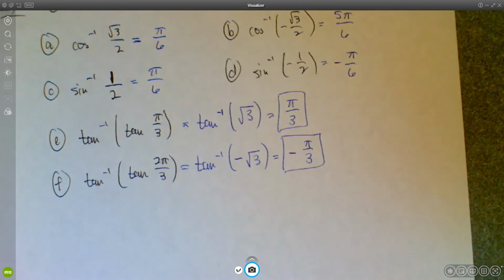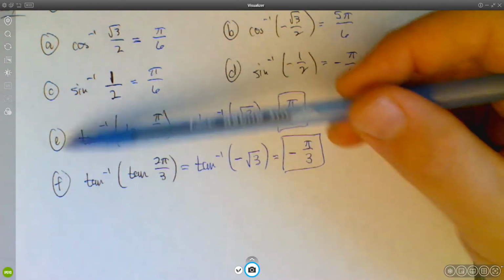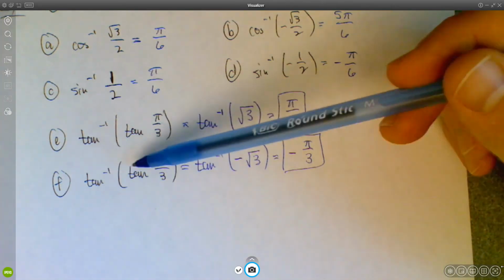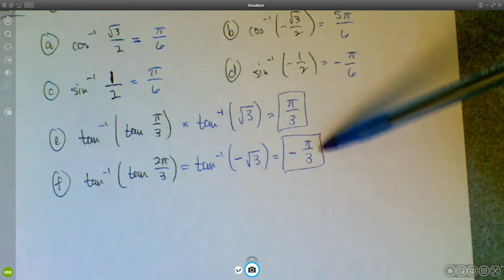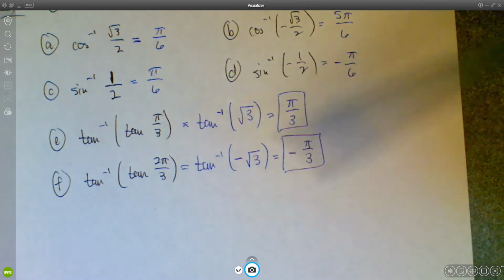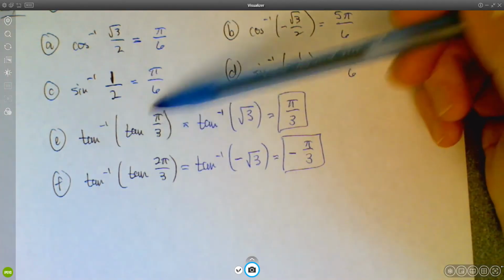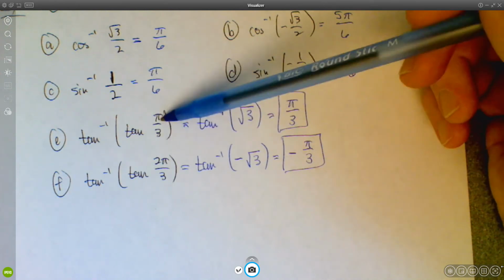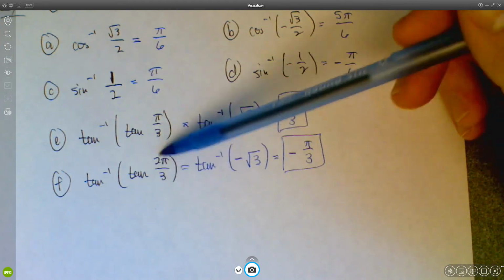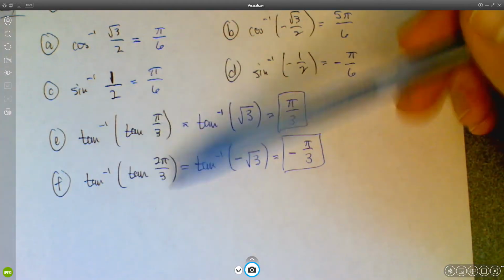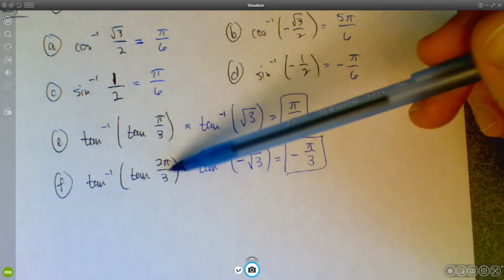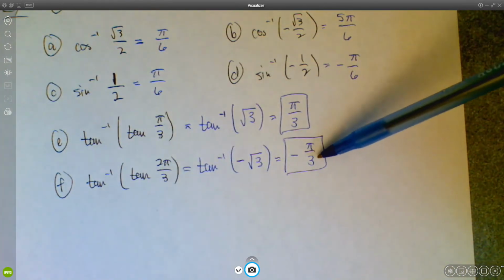So, the main point of showing you parts E and F is just that 2 pi over 3, we had tangent inverse of tangent of 2 pi over 3, but the answer was not 2 pi over 3, okay? It was negative pi over 3. These things only cancel and leave you with this angle if this angle is in the range of the inverse function, okay? And 2 pi over 3 is not in the range of the inverse function, so we have to think of a different angle. It has the same reference angle, though. It's just you have to get it in the right quadrant, okay?